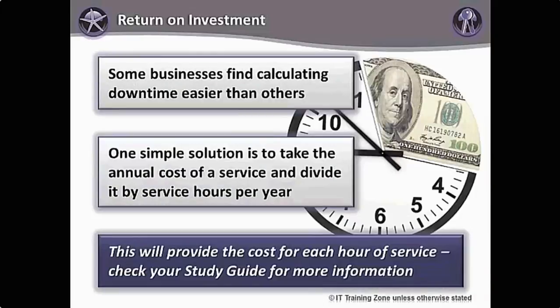This calculation of downtime may be easier in some businesses than others. One simple solution is to take the annual cost of a service that the business pays for and divide it by the number of service hours for the year. This will provide a monetary cost the business is paying for each hour of service. We've included a table in the study guide for this lesson that shows some more information about downtime costs of different services.